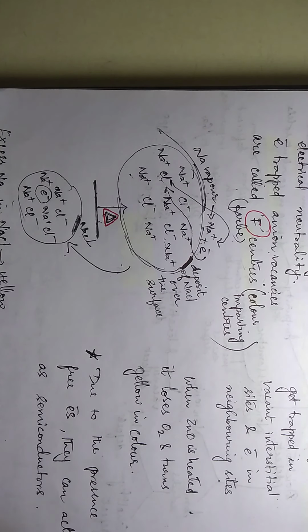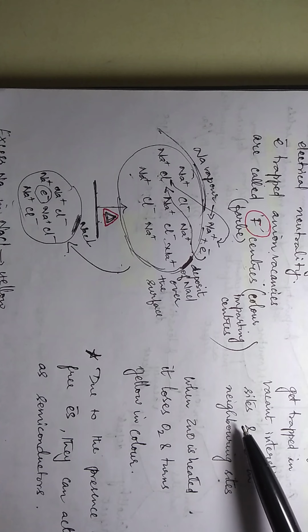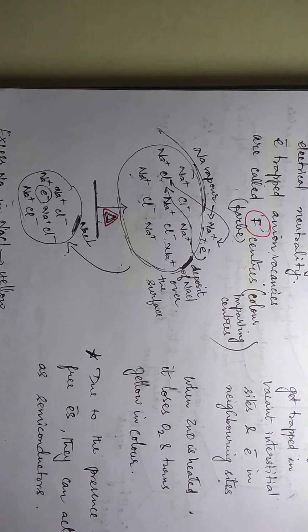Now, due to the presence of free electrons, wherever there is metal excess defect, they can act as semiconductors, because in the case of anion vacancies also, electrons are trapped in anion vacancies, so free electrons are there. In the same way in zinc oxide also, zinc 2 plus ions and electrons are there. So the presence of these electrons makes these substances behave as good semiconductors. Right?